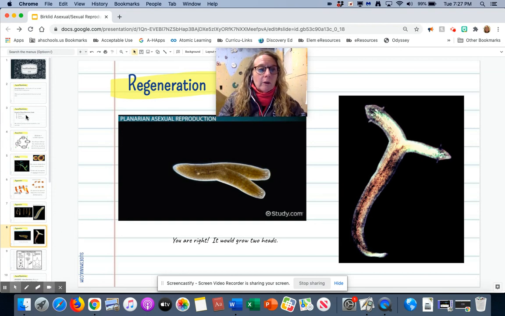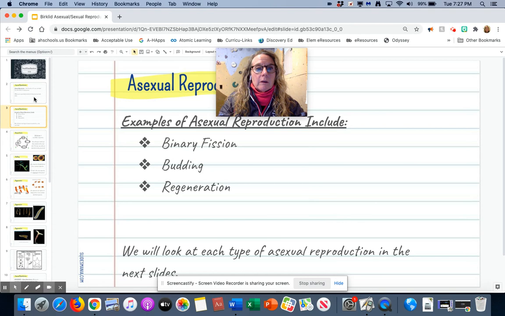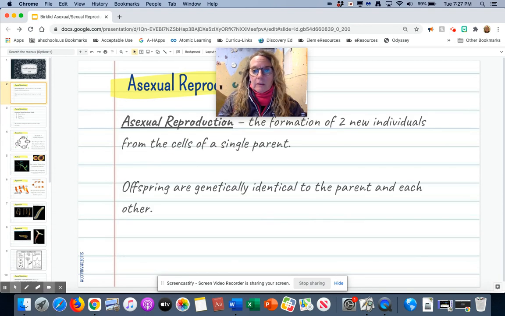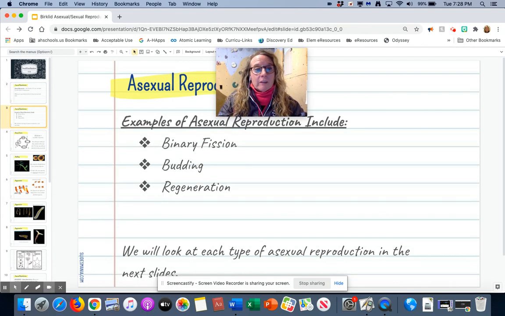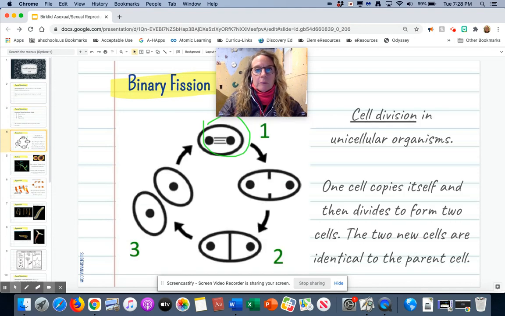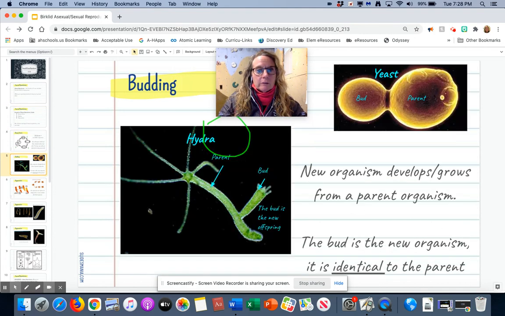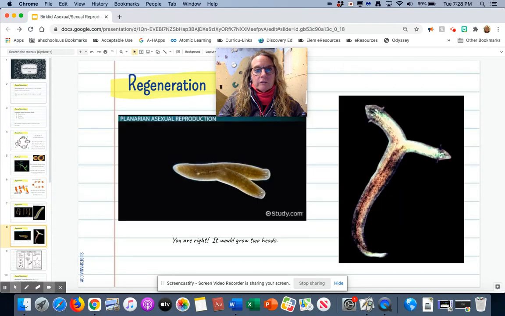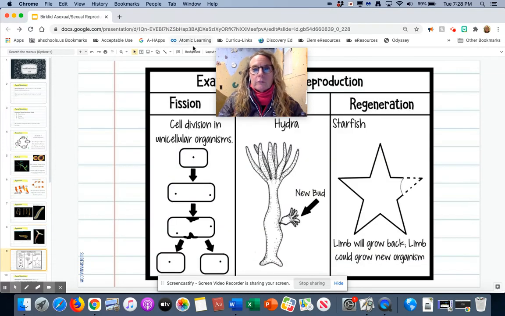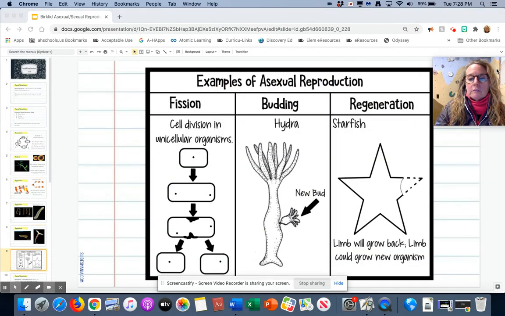So again, there are 3 types of asexual reproduction. Okay? And asexual reproduction results in offspring that are genetically identical, so they have the exact same chromosomes as the parent and as each other. And the three types that we talked about again are binary fission, budding, and regeneration. So here's the notes that I would suggest if you're looking to take notes.